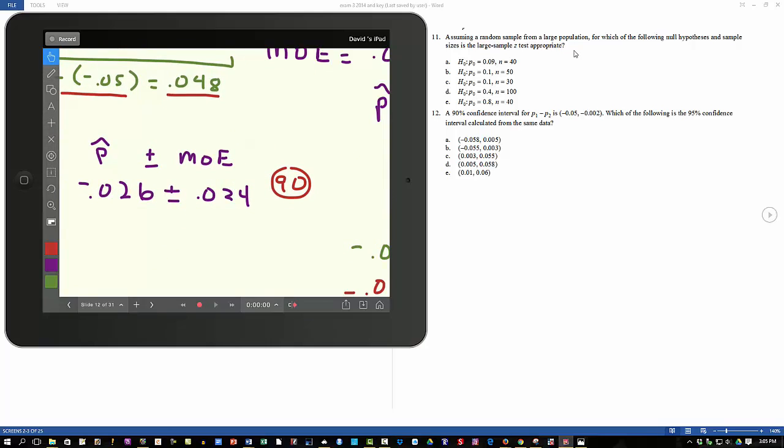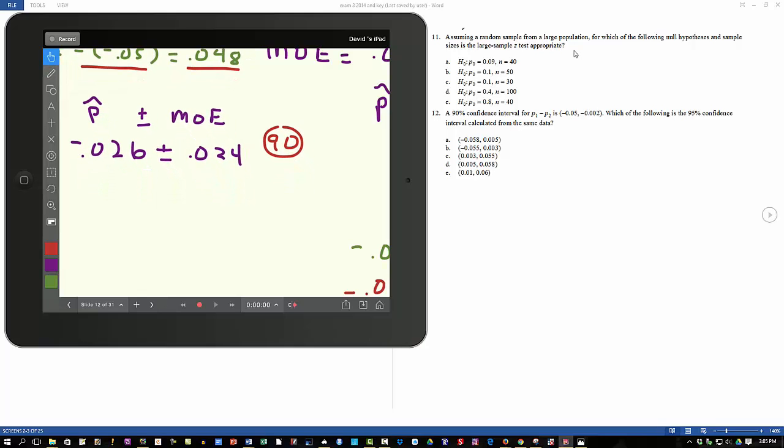So we have our p hat plus or minus margin of error. That's minus 0.026 plus or minus 0.024. That's our 90% confidence interval. So all I've done so far is take the original interval and break it back down into where the middle is, what the margin of error is, half the interval width, and where the middle of the distribution statistic plus or minus margin of error.